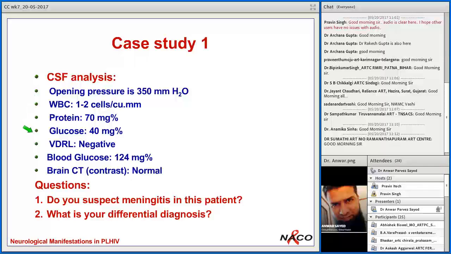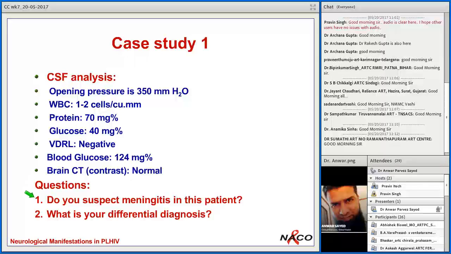So that kind of lesion, it will be difficult to identify the organism which is causing it, but based on the presentation we usually make the clinical diagnosis and treat. So we'll see one of the examples of that as well. So back to our case, in this case the opening pressure.